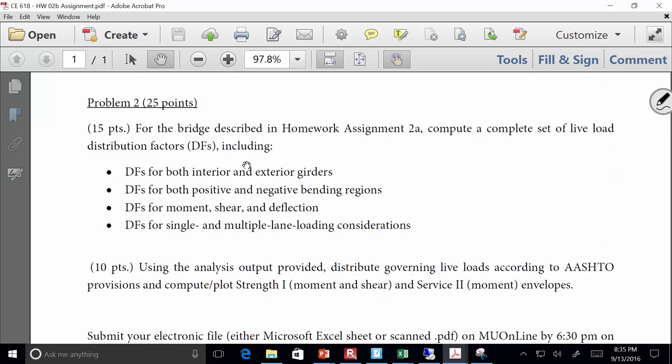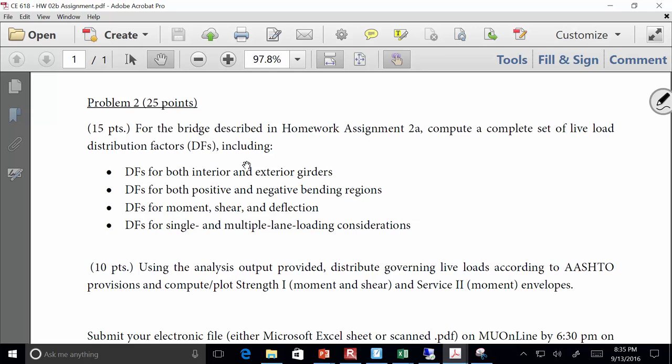which you all should be able to do after the lecture today. It's pretty straightforward. Okay, problem 2, this is the big one. For that bridge that was in the last assignment in 2A, I want you to compute a complete set of live load distribution factors, basically everything that we did today, and there's going to be more. There's going to be special analysis and some deflection stuff and all of that. Although we're not going to worry about the deflections right now. All right, that'll be part 1.